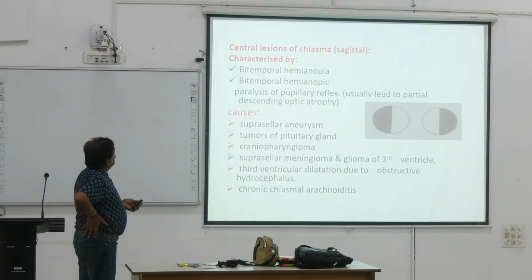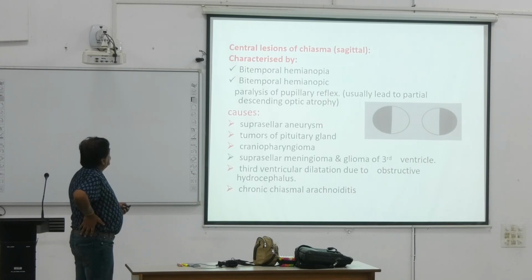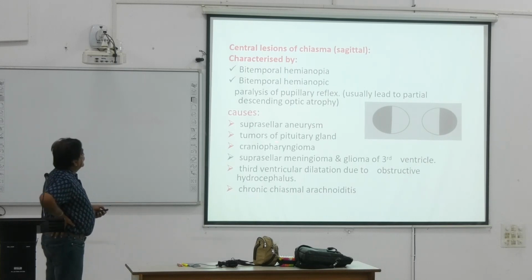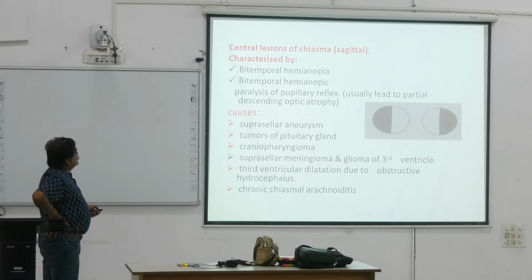Central lesion of the chiasma is characterized by bitemporal hemianopia, with paralysis of pupillary reflex leading to partial descending optic atrophy. Causes: suprasellar aneurysm, tumors of the pituitary gland, craniopharyngioma, suprasellar meningioma and glioma of third ventricle, and third ventricular dilatation due to obstructive hydrocephalus, chronic chiasmal arachnoiditis.